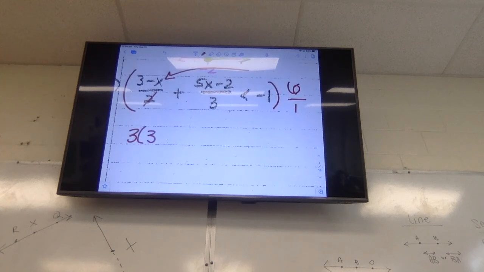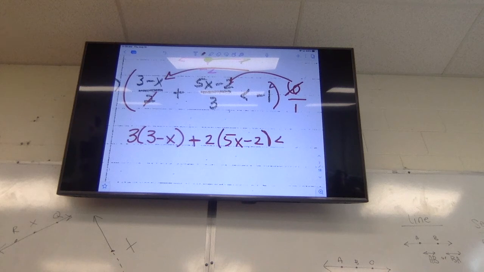Three times 3 minus x. When I put it in the second fraction, I cross it out and I get rid of the 3, so it's a 2, so plus 2 times 5x minus 2. And then less than, there's nothing to cross out with that -1, so it's going to be 6 times -1, which I can write out.